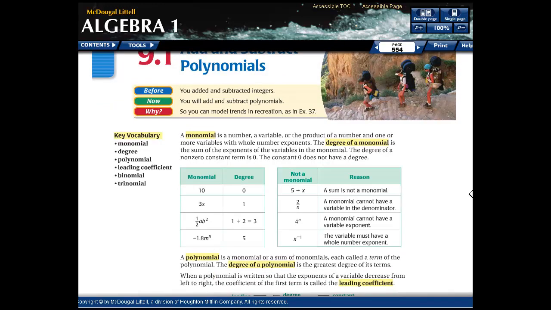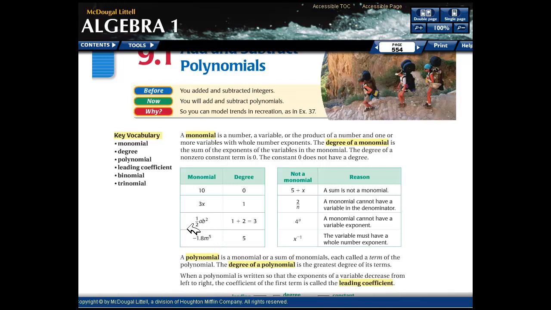So 9.1, adding and subtracting polynomials. First of all, here's some vocab that we need to know. Monomial. A monomial is basically any term that's by itself. So it does not have to have a letter, as 10 is a monomial. 3x is a monomial. 1/2 ab squared. So it doesn't just have to have one letter, two letters, no letters, whatever it is, just as long as it's all together, one term, expresses one product, one quantity, however you want to call it.